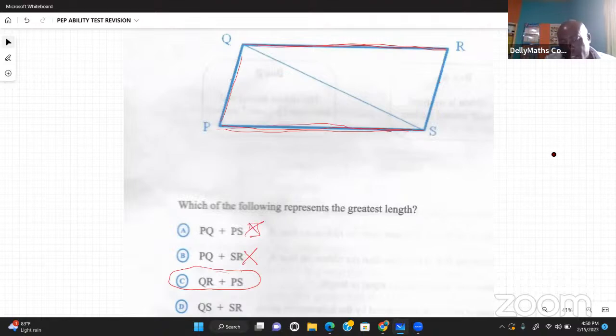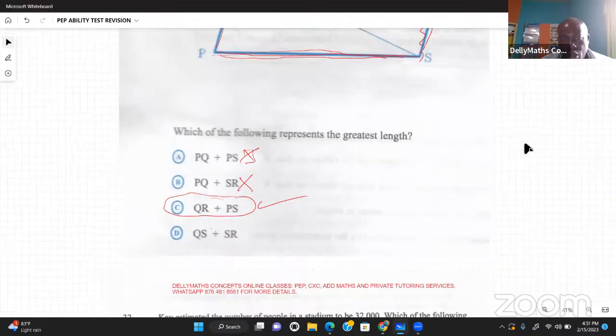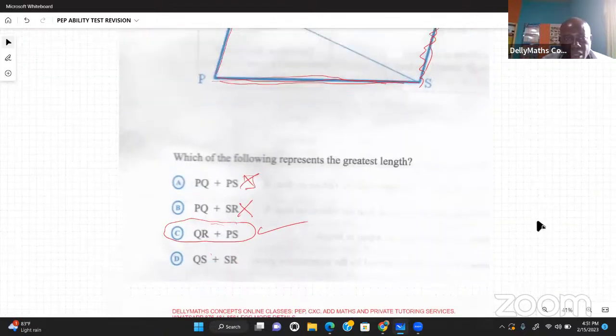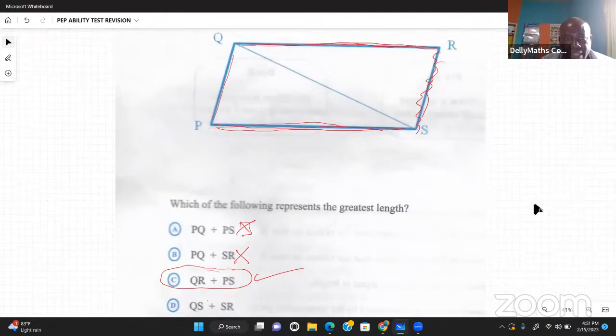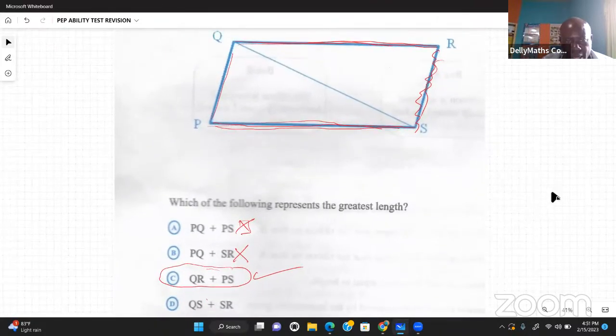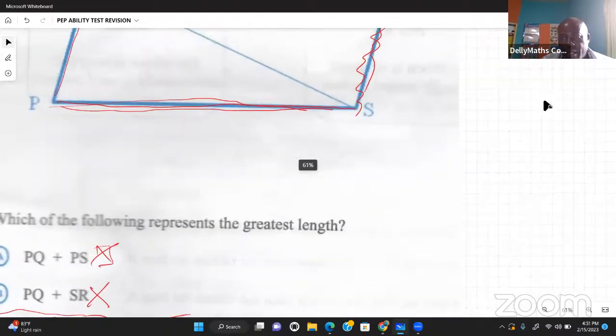All right, so QS and SR. Where's SR? QS, SR. SR is a short side. So QS and SR won't work. I'll go with the two long sides, so I'll go with C. This short side will spoil it. Let's look again: two long sides, QR and PS. Yes, I'll work with that.